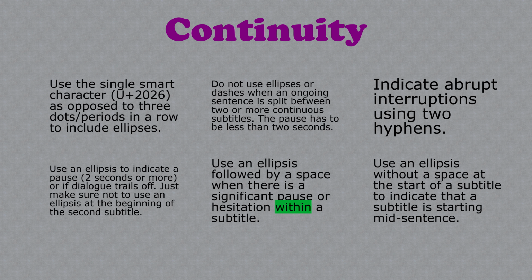The pause has to be less than 2 seconds. 2 hyphens are used to indicate abrupt interruptions. Use an ellipsis followed by a space when there is a significant pause or hesitation within a subtitle. Use an ellipsis without a space at the start of a subtitle to indicate that a subtitle is starting mid-sentence.